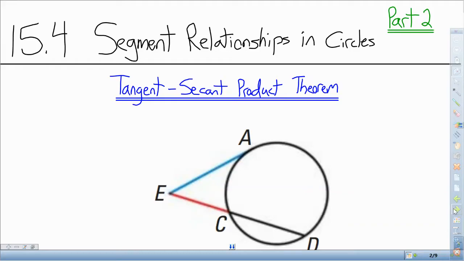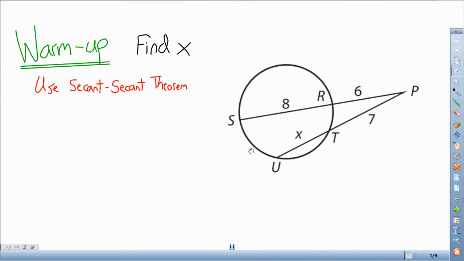Hey everybody. So we're looking at 15.4 part 2 today, which still deals with the segment relationships and circles. But today we're going to look at a new theorem called the tangent-secant product theorem. All right, before we get into this really quick though, I want you guys to recall the secant-secant product theorem that we learned in the last lesson because today's is very similar to it.